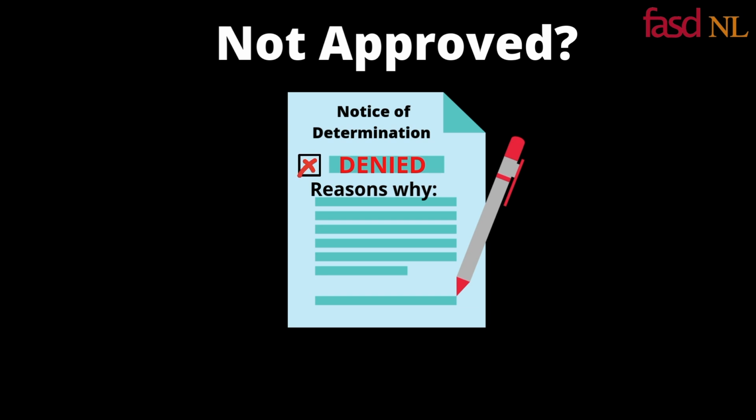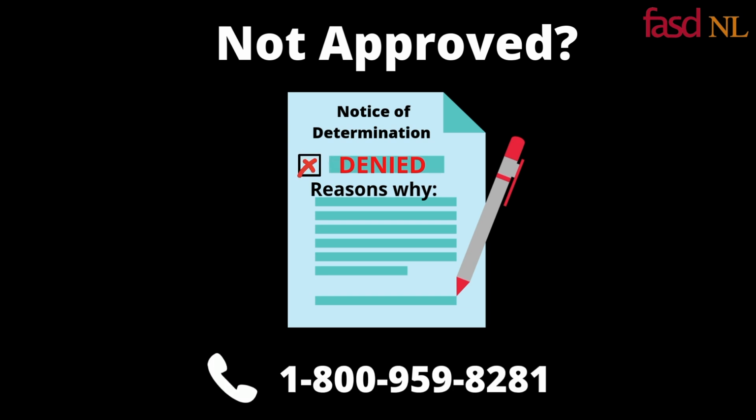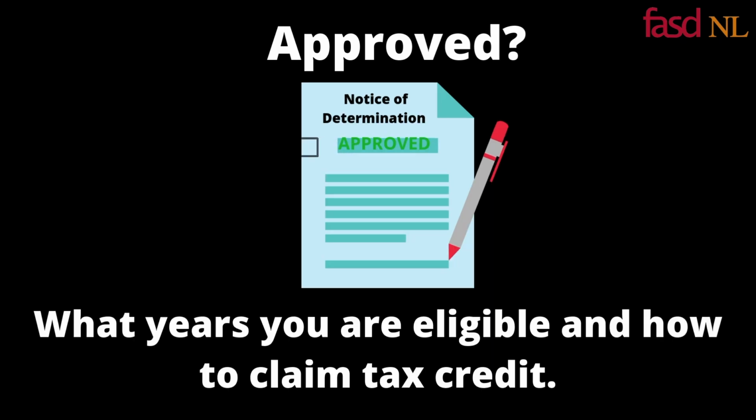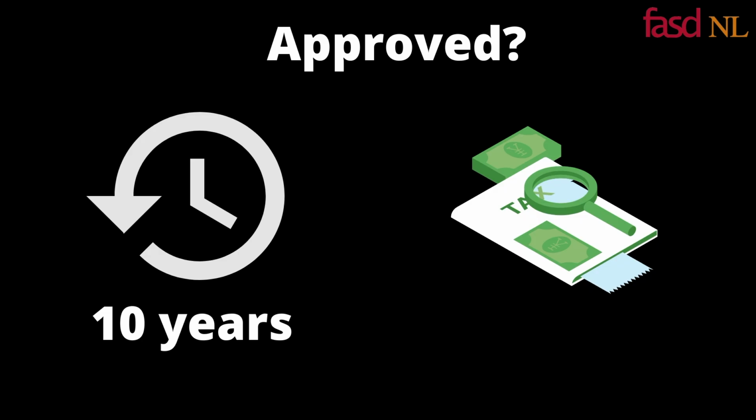If you disagree with the decision, you can call 1-800-959-8281 with any questions and to discuss your application. If your application is approved, your Notice of Determination will tell you for which years you are eligible for the tax credit and provide instructions about how you can claim the disability amount on your taxes. You can claim up to 10 years of retroactive credits if you are determined to be eligible for years past, but your notice of determination will provide those details.